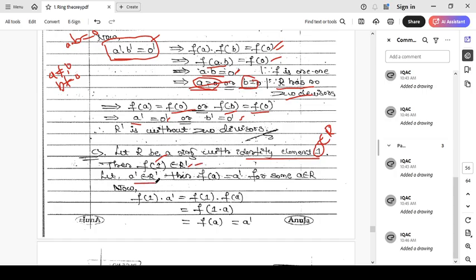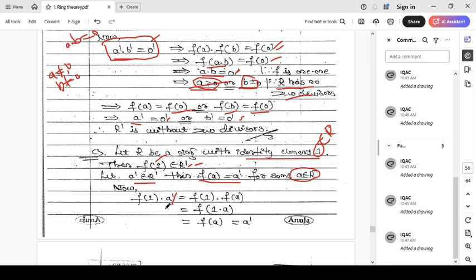So A dash belongs to R dash, we have taken. Obviously f of a is equal to A dash, I can write down, for some value of a belonging to R. So f of 1 into A dash. What we are going to show is that R dash also has an identity element.